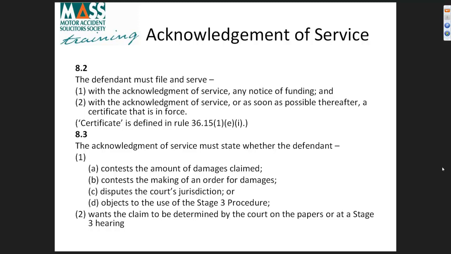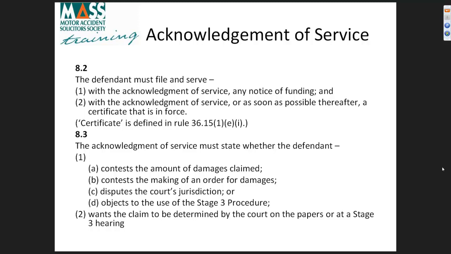So there at 8.2, this is on the practice direction, by the way, with the acknowledgement of service, any notice of funding. So if the defendant's solicitors are on a CFA, then don't forget that has potential implications when we talk about the RTA protocol offers not being beaten. And the certificate, an acknowledgement of service, or as soon as possible thereafter, the certificate that is in force. Straightforward, the certificate we're talking about is your certificate of benefits, your CRU. They need to make sure that they have obtained a CRU certificate and that it is up to date, and if it's not up to date, they have to get it as quick as possible.